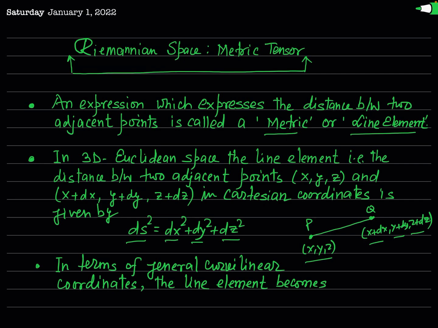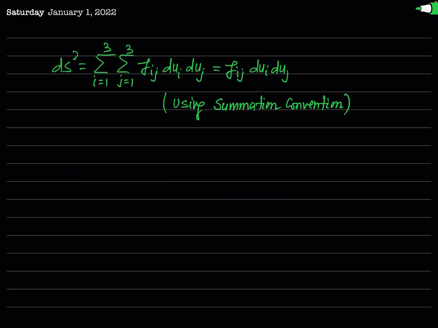Now, in the generalized curvilinear coordinate system, which I have discussed earlier in the course on mathematical physics, in the introductory lecture on curvilinear coordinates, you will find the definition of the line element or the metric in terms of generalized curvilinear coordinates. If you cannot remember, you should watch my video on curvilinear coordinates, and there you will find the concept of this metric.